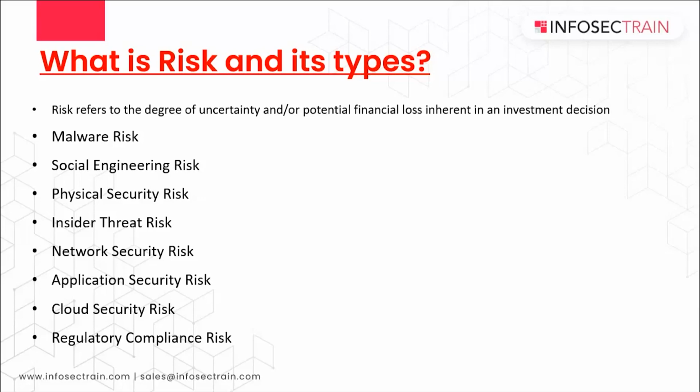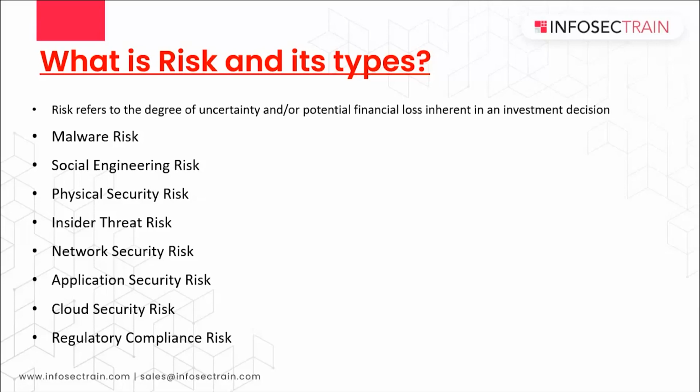Because we are never 100% sure that the share market will be going up or going down. Correct? We do the calculation, but we are not 100% sure. So risk is a kind of probability, a degree of uncertainty and potential loss. When you talk about risk, some common types of risk I have written over here: malware risk, social engineering risk, physical security, insider threat, network security, application security, cloud security, regulatory compliance risk.